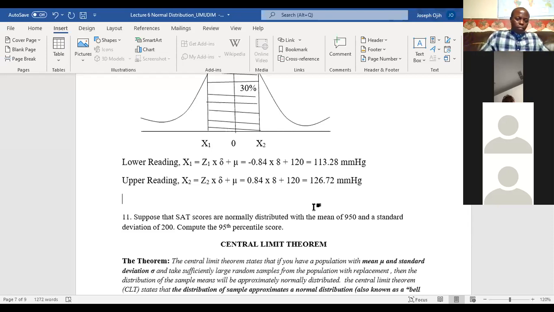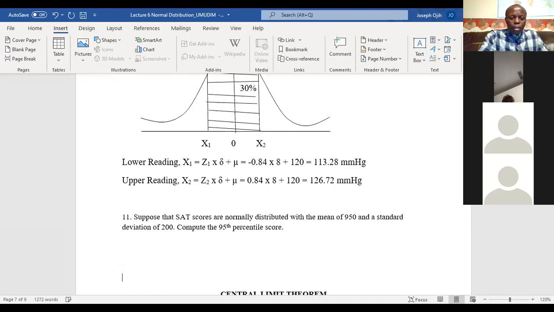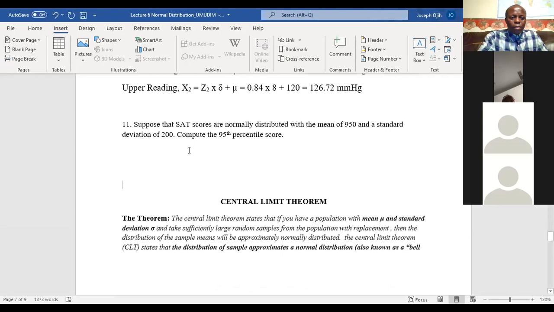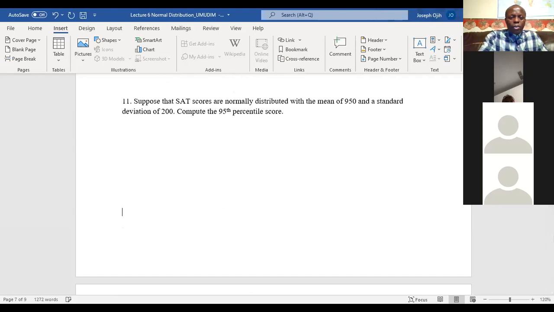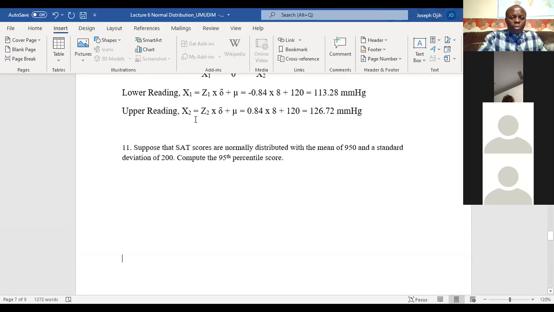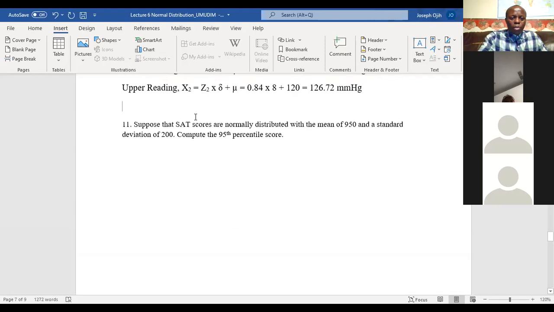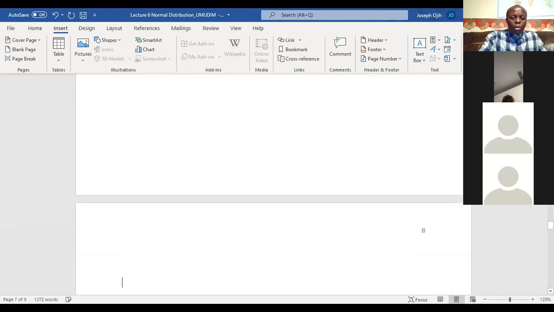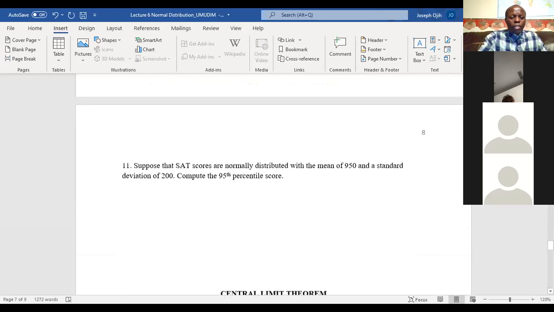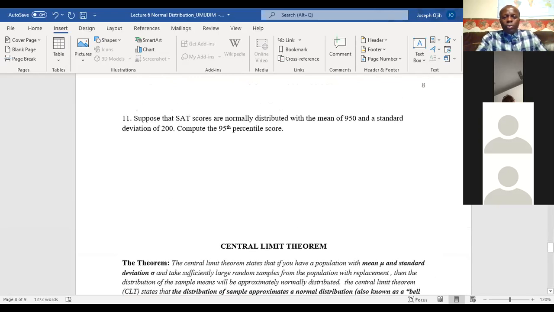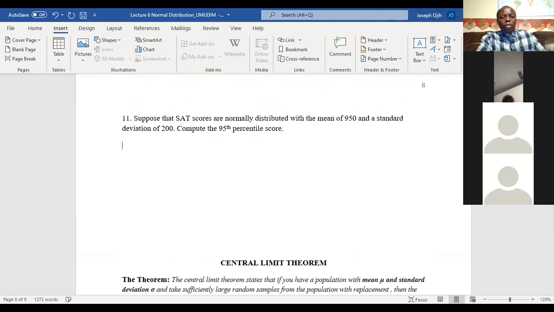Okay. So now let's look at the next one. Suppose SAT scores are normally distributed. I'm not sure this space will be enough for this one, so let me move it down so we'll have enough room here. Suppose SAT scores are normally distributed with a mean of 950 and a standard deviation of 200. Compute the 95th percentile score.